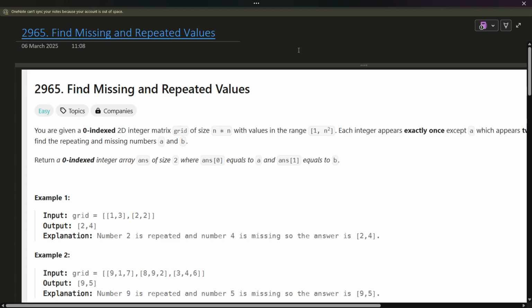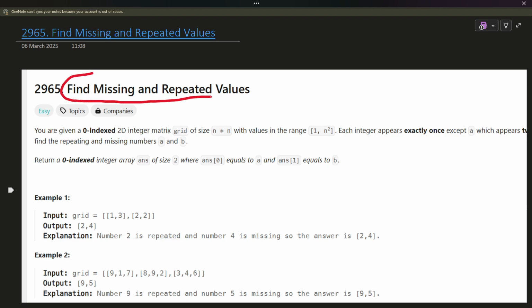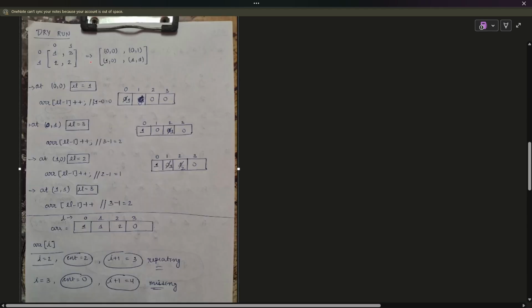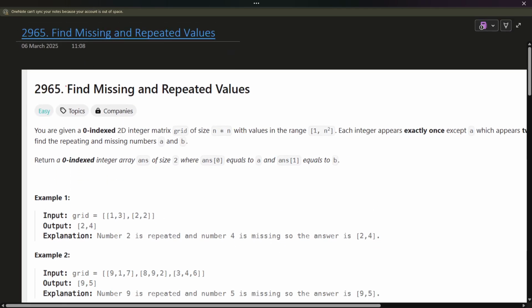Okay, so hello everyone. Today we are solving the problem Find the Missing and Repeating Values, which is today's LeetCode POTD. The problem number is 2965, as you can see. It's an easy one. Now let's try to solve it.